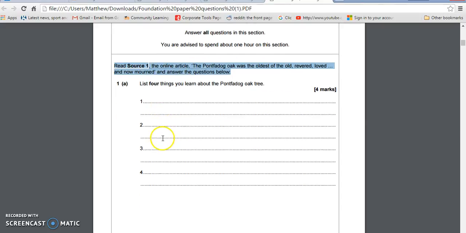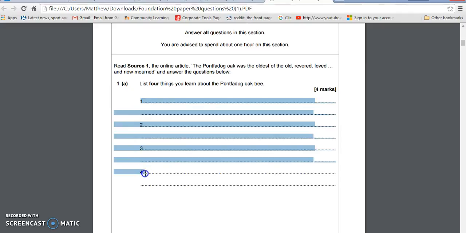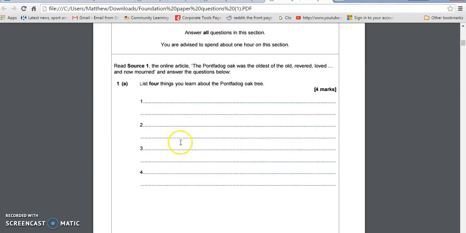Now question 1A asks you to list 4 things you learn about the Pond for Dog oak tree. The key words here are essentially the 4 things you learn. You should also get a clue from the way they lay out the question. You know that you're going to be given 4 marks for this as a maximum, and they've laid it out as a list. It is always a good idea to see how many marks you will be awarded for a question, because this will help you get the maximum amount of marks that you can.